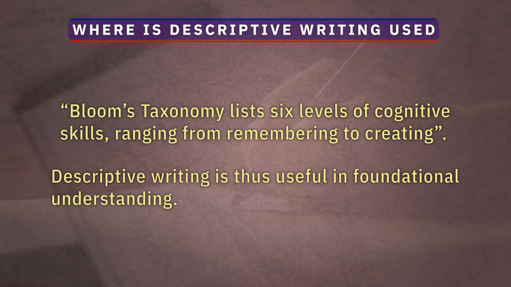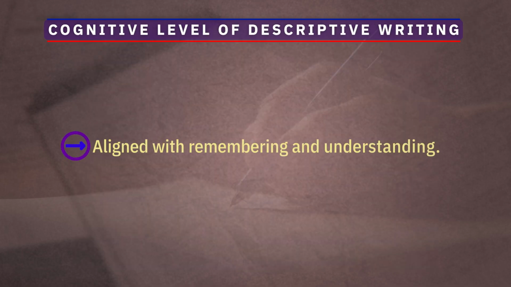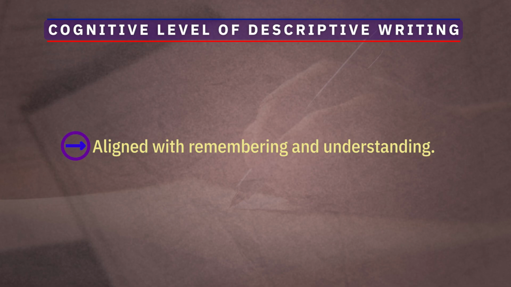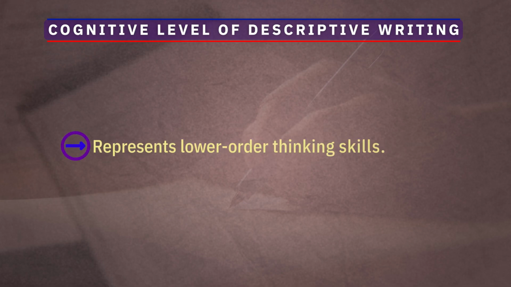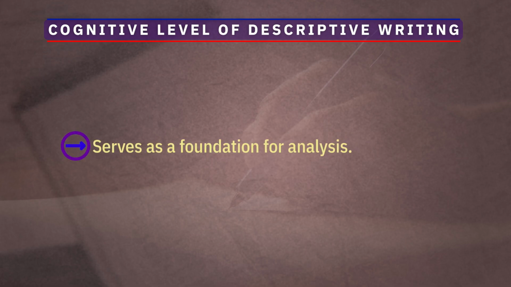Descriptive writing is often useful for foundational understanding or foundational knowledge. Now, there are various cognitive levels which are associated with academic writing. If you refer to Bloom's taxonomy, which is a model, the cognitive level for descriptive writing is usually applicable to remembering and understanding. It is aligned with remembering and understanding. It's a lower order thinking skill, but as I mentioned, it is the foundation for analysis.